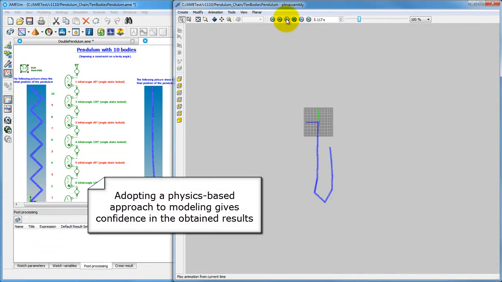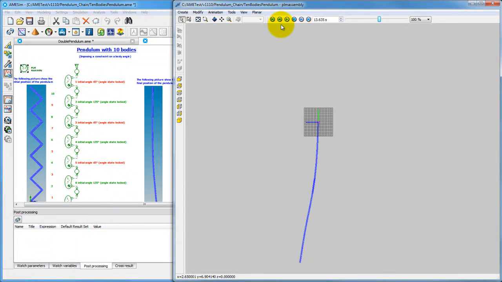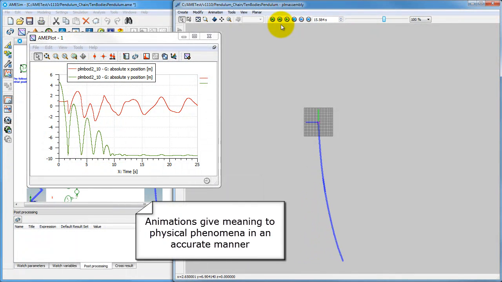Thanks to rigorous physical modeling based on the bond graph theory, we can expect reliable, realistic results from Amesim. This movie also serves to illustrate the fact that animations give a much better account of motion in a system compared with traditional plots. The plot shown is difficult to interpret, although it relays the same information as the animation.